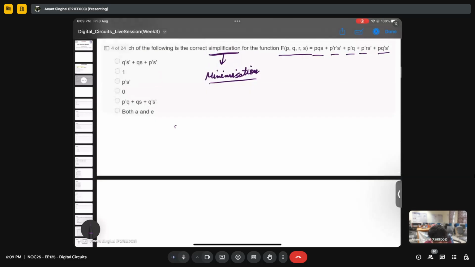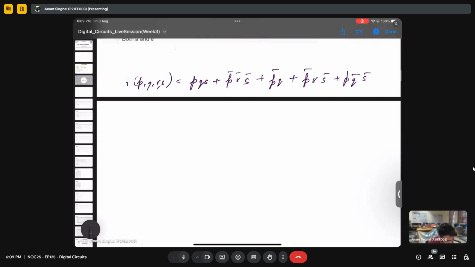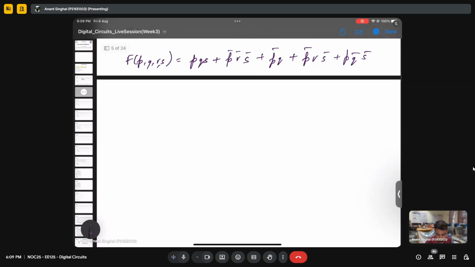The function is given by PQRS, which is PQS plus PRS, all the bars are there. Then P bar Q, then P bar R S bar, then P Q bar S bar. So this is the function, and we need to minimize this. Since this lecture revolves around the K-map, we'll make a K-map of this.